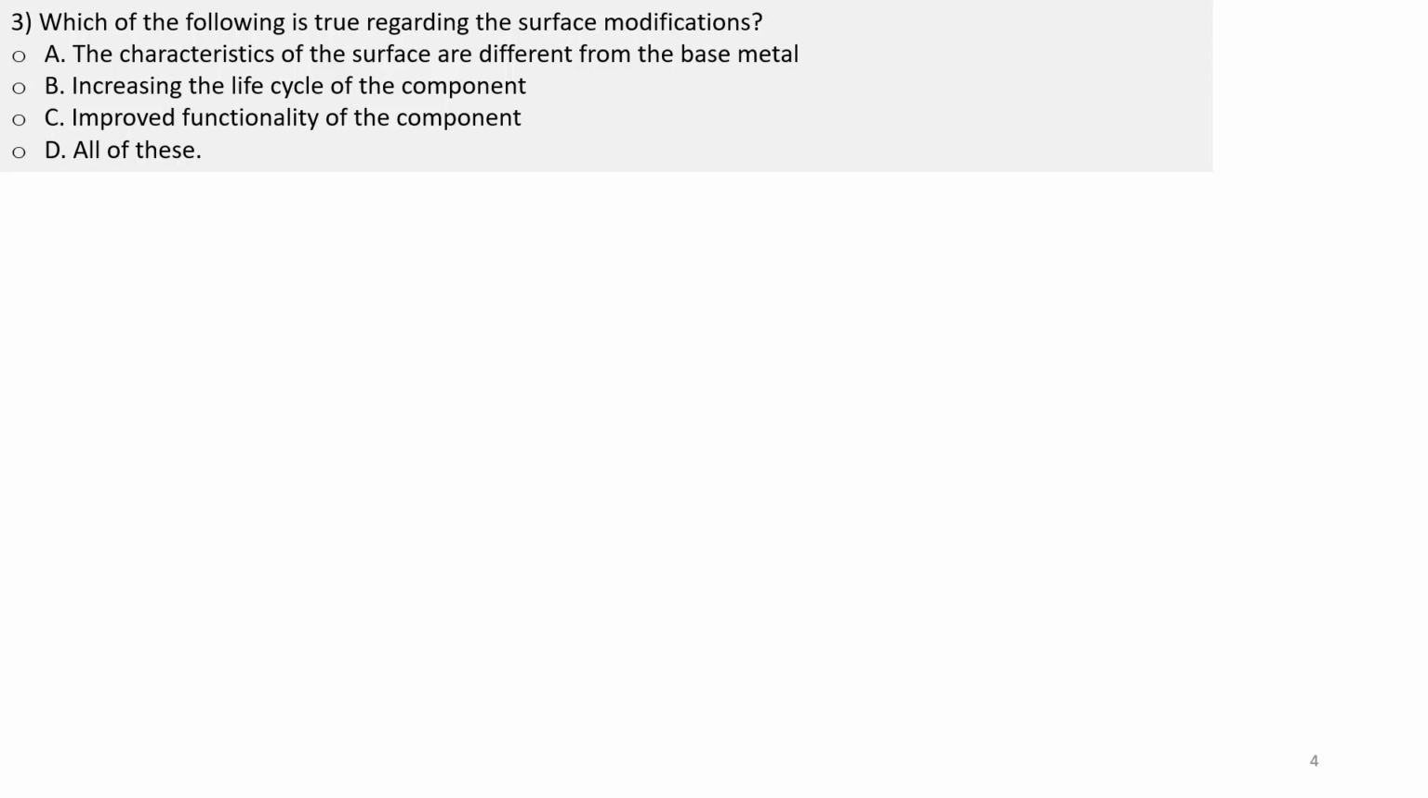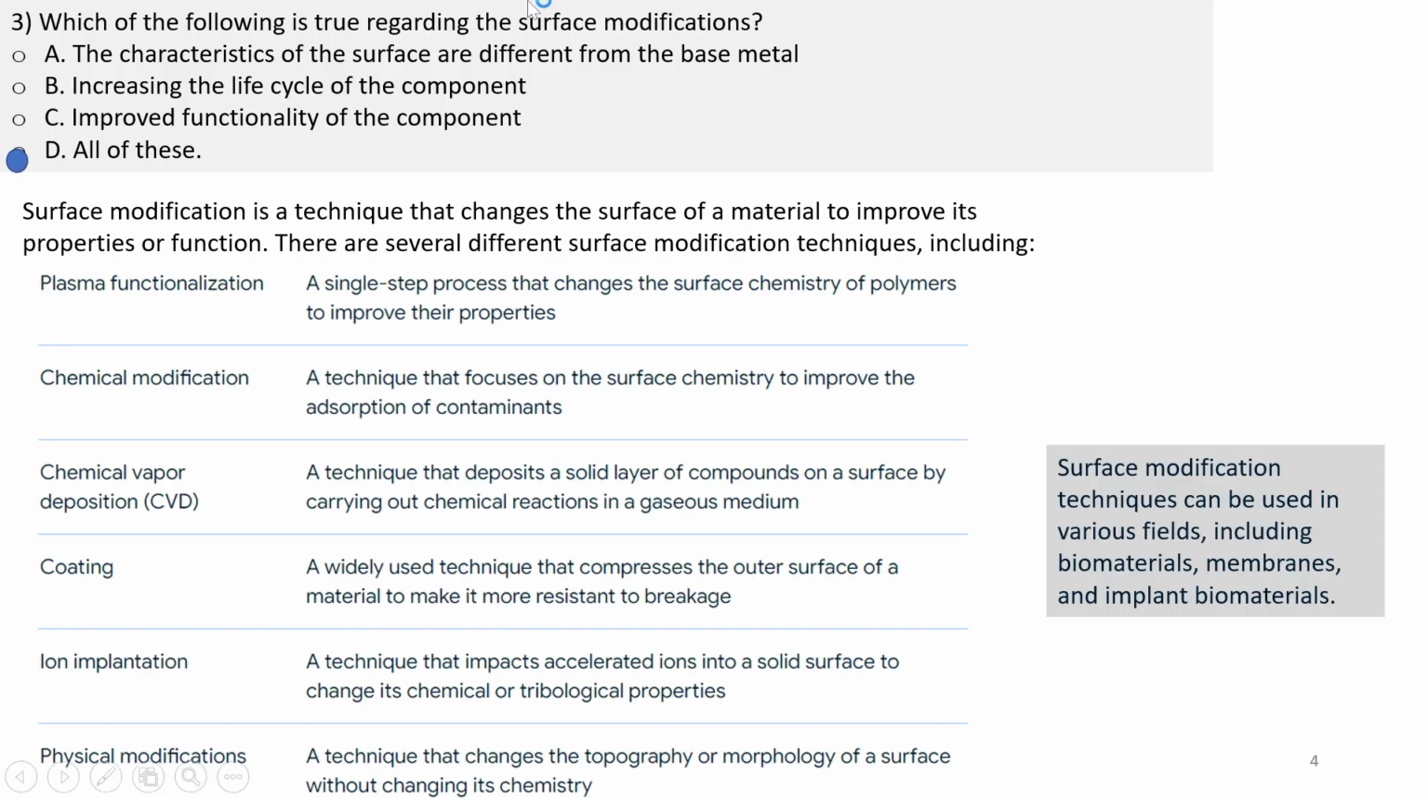Next question is, which of the following is true regarding the surface modifications? Your options are: the characteristics of the surface are different from the base metal, increasing the life cycle of the component, or improved functionality of the component, or all of these. So the correct answer will be all of these.